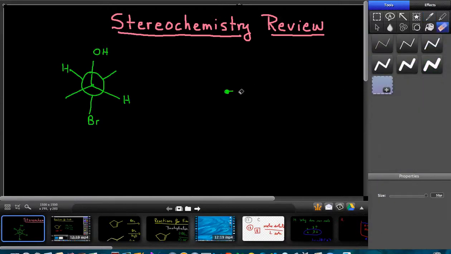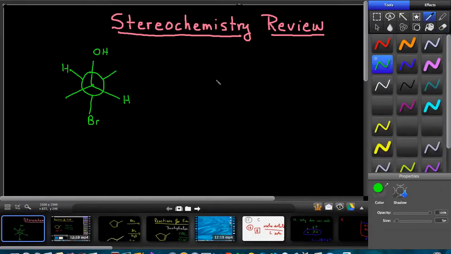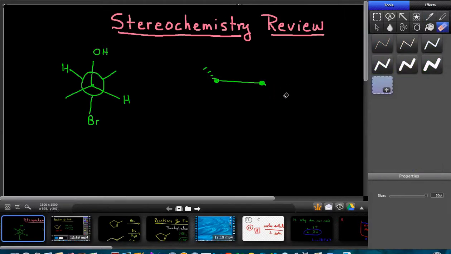So carbon 2, carbon 3. Now carbon 2 has a methyl group that will be in the plane. Carbon 3 has a methyl group that will be going into the plane. And carbon 2 has, actually I'm going to start this over. Let's go back.